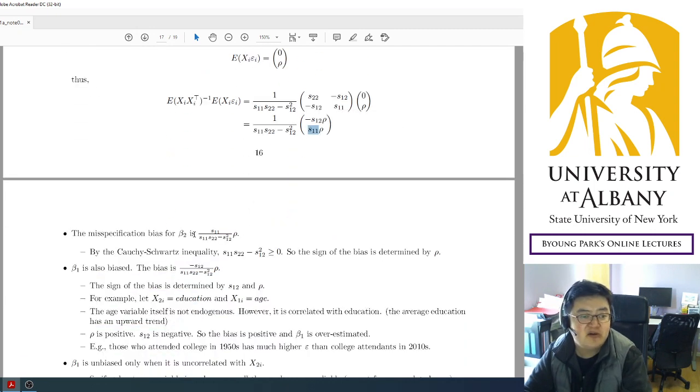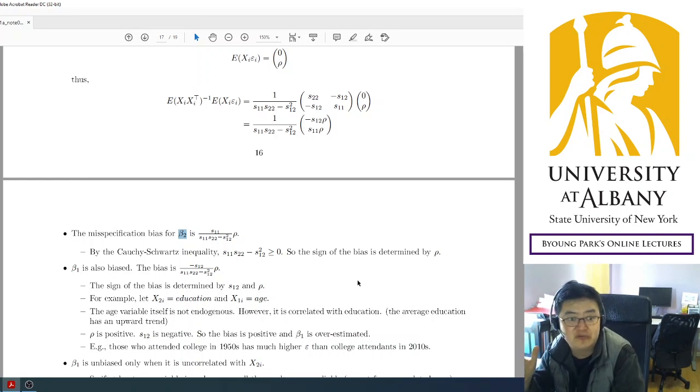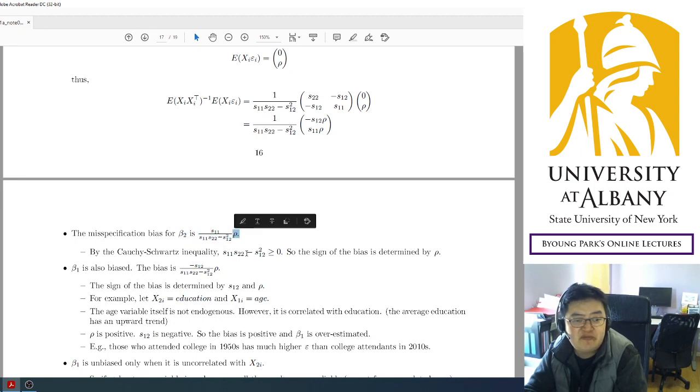And first, let's think about beta 2. Misspecification bias for beta 2. Remember, beta 2 is the coefficient of the endogenous variable. So it is easy to think that beta 2 is biased. Not a problem. Beta 2 takes this form. And as before, we can tell the sign of this. First, S11 is the variance of x1, so it is always positive. And the denominator is always non-negative, by the Cauchy-Schwarz inequality.